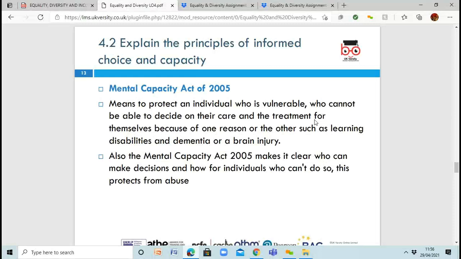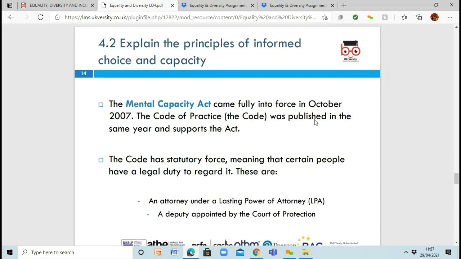It could be because of dementia, brain injury, autism, so many different reasons. This act makes it clear about who can make decisions and who can't, because it'll help the persons who are being looked after to not be abused. They might be in a bad situation with family members. Not every family is the same. Not every situation is the same. Some can be loving, supporting family members. Some may not be, so they might not act in the best interests of that person. So you've got to make sure that is what's happening. This is why this act came about.